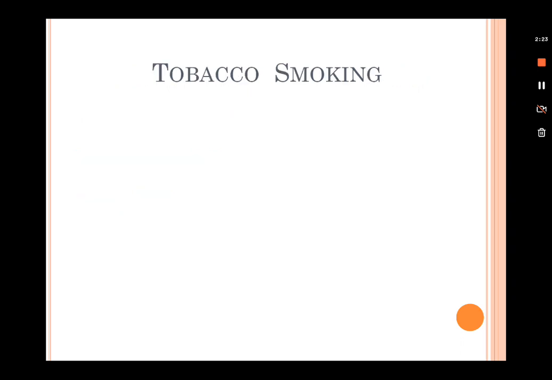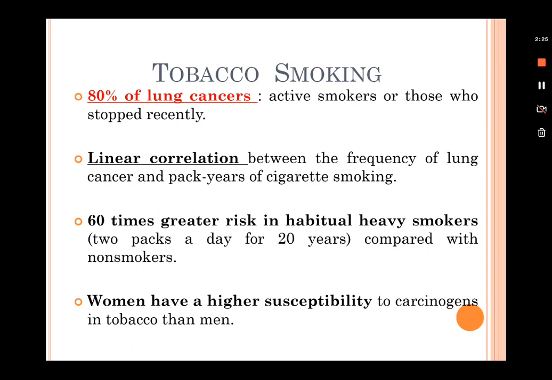Coming to tobacco smoking, 80% of the lung cancers are occurring in people who are smoking at this moment, when they are having symptoms or going for diagnosis, or people who have stopped recently. Just because people have stopped, that doesn't mean that they are not at risk of cancer, because the genetic changes that have occurred in the epithelium of the lung are going to persist.